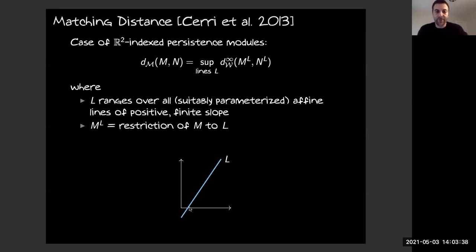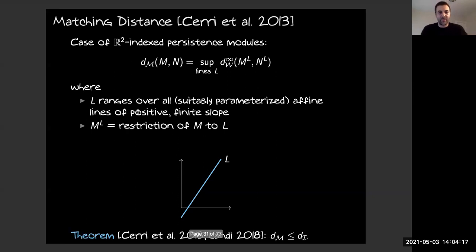Now I get one parameter persistence modules, and I can take the bottleneck distance between those modules, right? These one parameter guys have barcodes, and so there's no problem there. And I take a weighted version of this bottleneck distance, but if you parameterize your line L the right way, you can hide that weight in the parameterization. And then I take the supremum of this bottleneck distance over all such lines, and that's my matching distance. That's it. And so it's this nice way of extending the bottleneck distance to multi-parameters without a lot of pain.